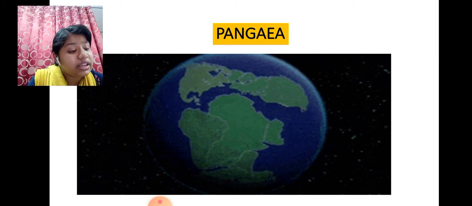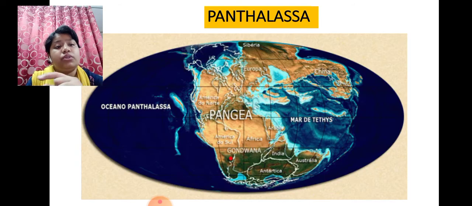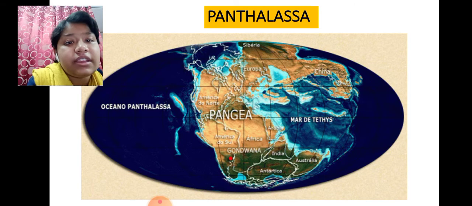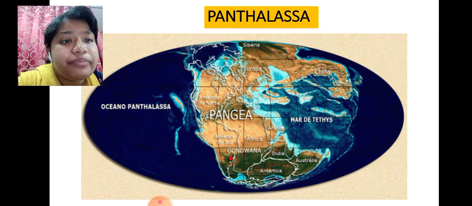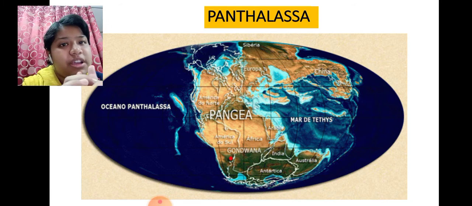Suddenly the Pangea broke into two pieces. You can see here the ocean Panthalassa. So the whole world was assumed to be in two parts: one is Panthalassa, full of water, and one is Pangea. Pangea was the whole landmass.